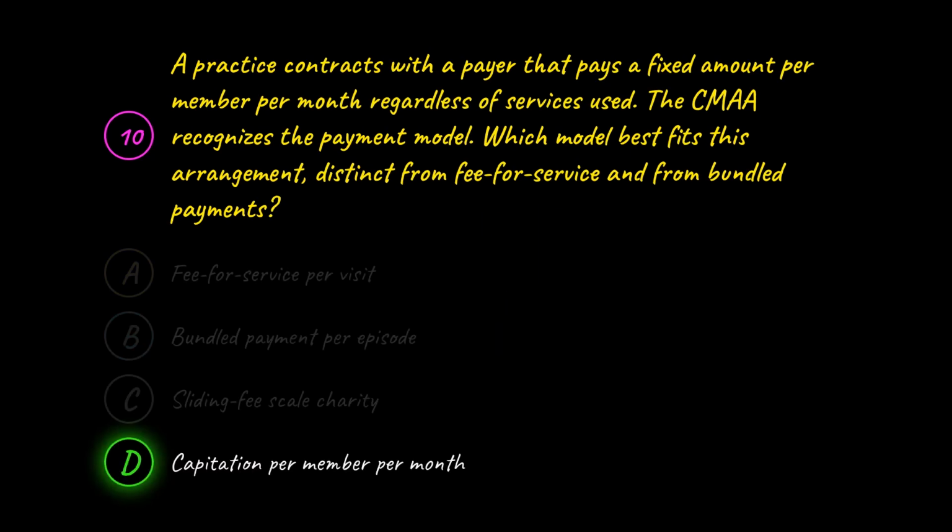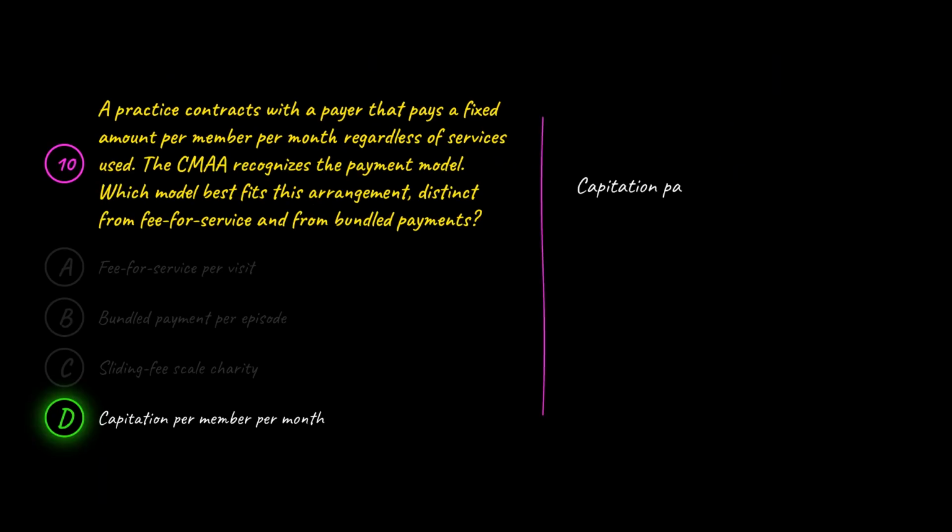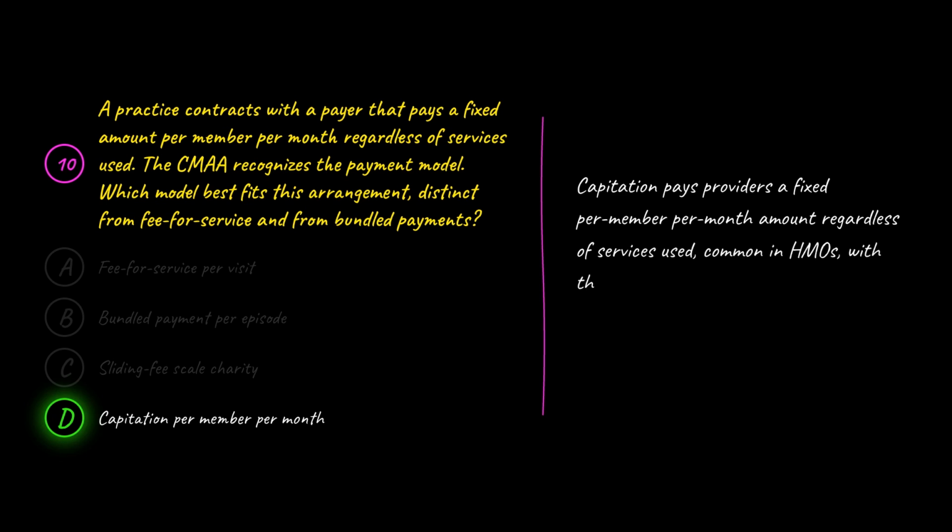The correct answer is D. Capitation per member per month. D is correct because capitation pays providers a fixed per member per month amount regardless of services used, common in HMOs, with the practice carrying the risk of higher utilization within the contracted population for the given month.